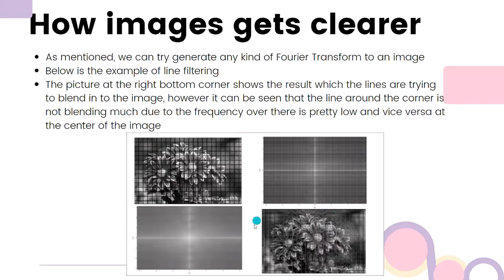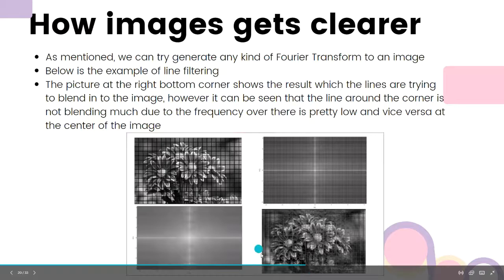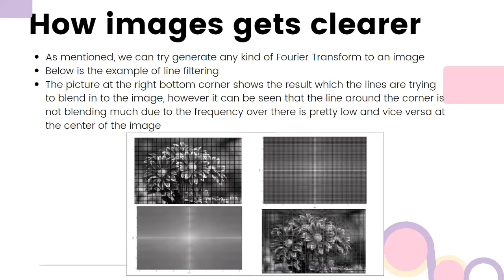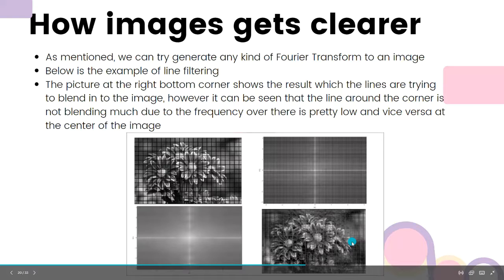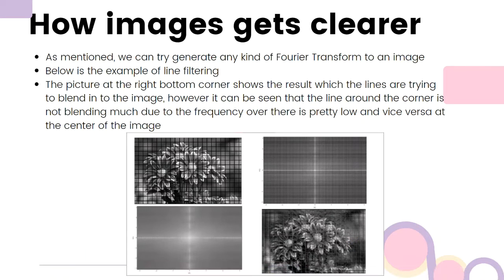So as you all can see, here is the result of the filtering, and we can see that the line does seem to blend in at the center of the flowers, where the frequency is high, and it does not really blend in at the corner of the picture because the frequency is quite low. So the code was meant to be like that, and it seems to work. Next, I will pass my time to Terence to summarize all our topics.